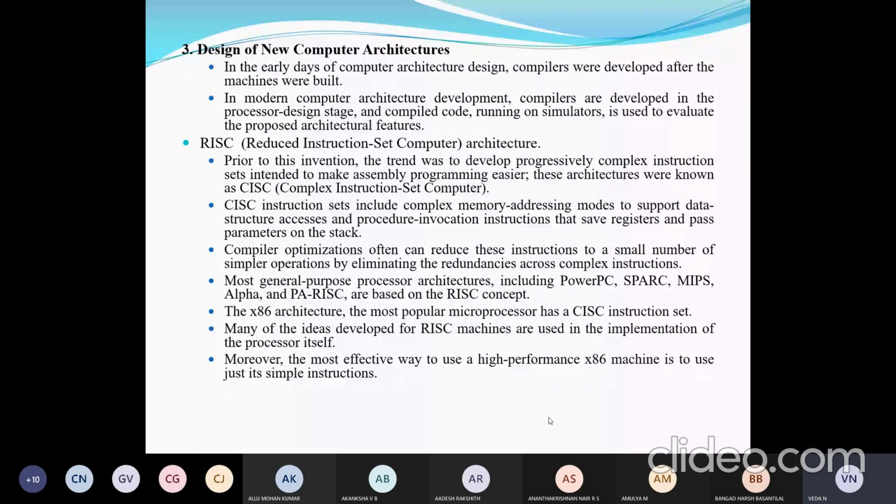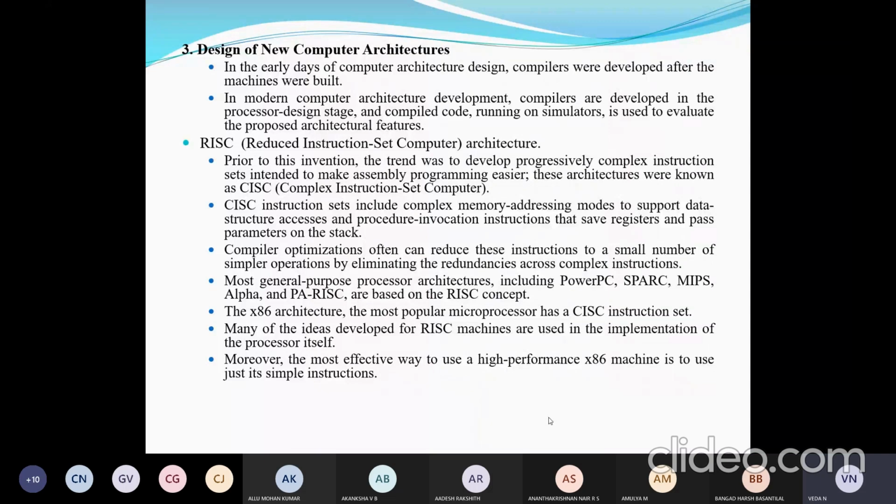So that is the second application where you are trying to know the computer architecture. Now, this is the third application, where you try to know the design of new computer architecture. Here, in early days, what happened?